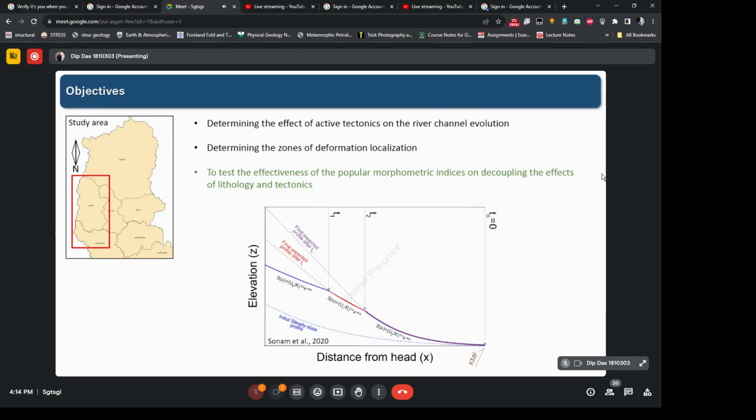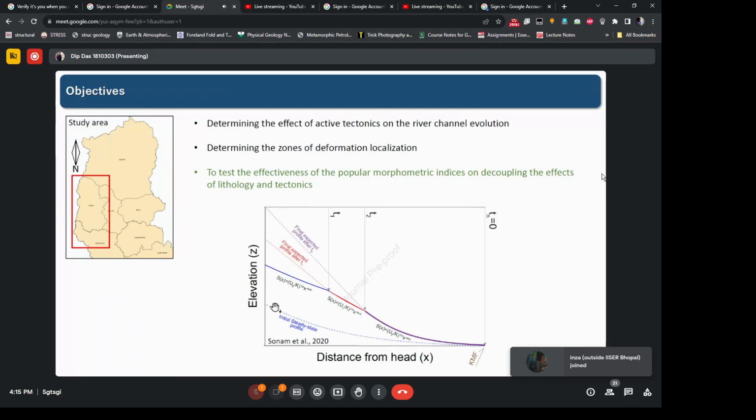Why am I saying this? Because in most of the studies, most of the authors consider the rock strength or the erodibility of rock based on their origin. So, for example, metamorphic is the hardest rock, whereas sedimentary rock is the softest rock.